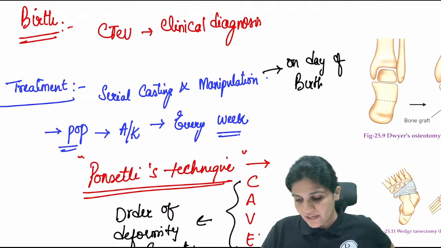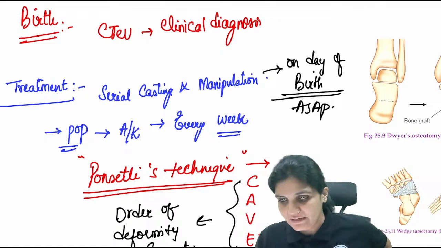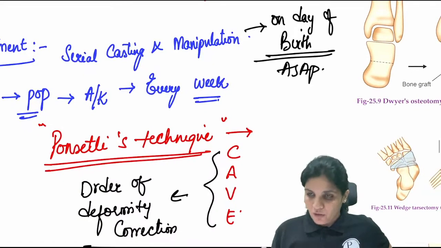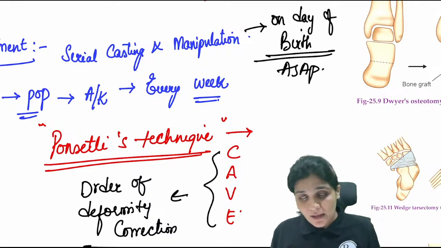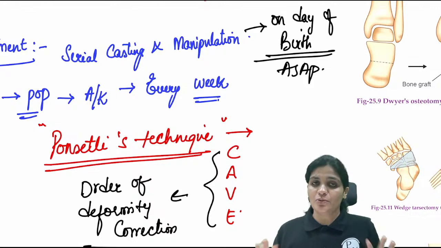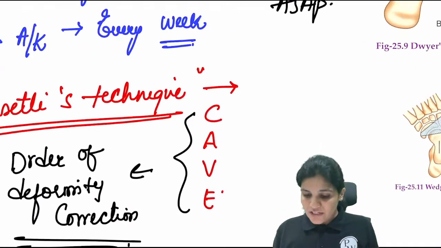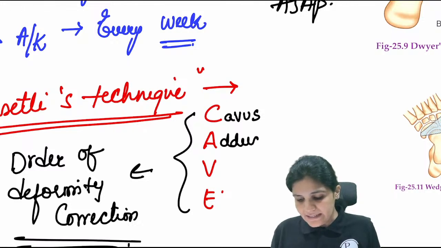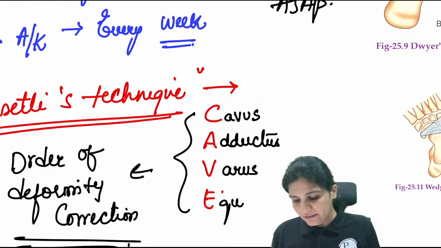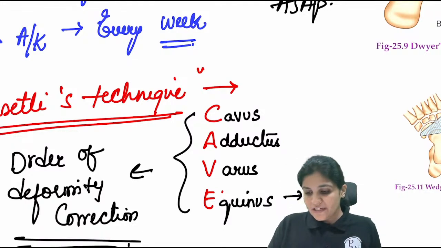The patient is all fine and good. ASAP, as early as possible, even on day one, you can start. What you have to do is motivate the mother that this serial manipulation will help the baby attain normal feet. First we always start with the cavus correction, then you correct the adductus, then you correct the varus, and finally you correct the equinus. This is the last.